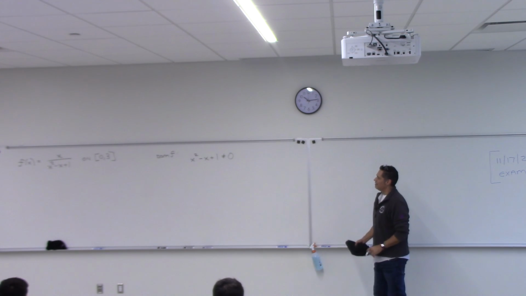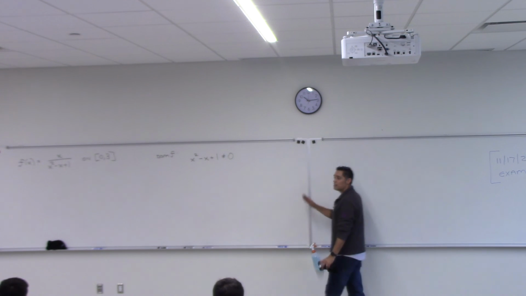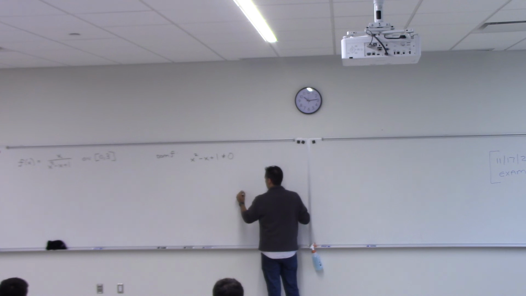Oh, can't do that. We've got to get one to the other side. What do you mean? Just subtract. It's a quadratic. With quadratics, we always want to make it equal 0. Right? Look, I'm going to put something up here.